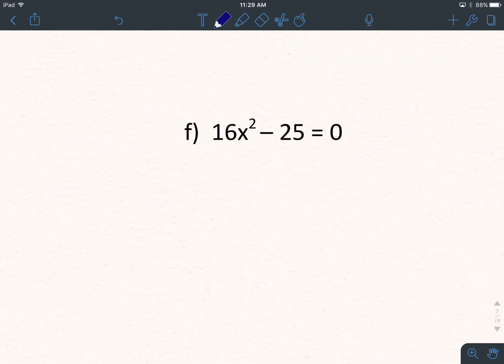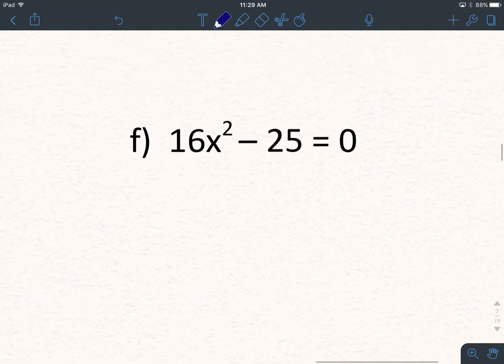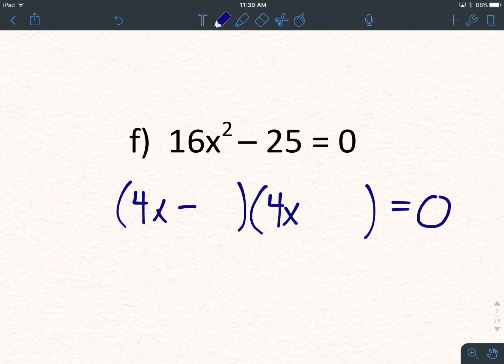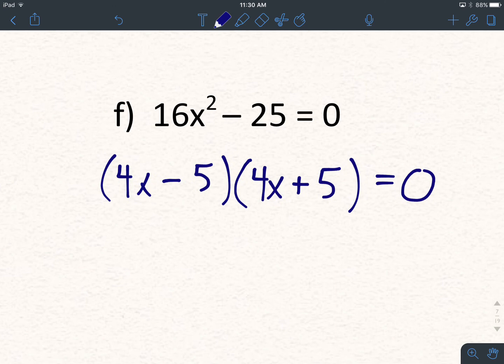This one is factoring a difference of squares. So as we recall, factoring differences of squares, we want to find the square root of the first term, the square root of the second term. One gets a plus and one gets a minus, so that will be 4x. That's my first component. One gets a minus, one gets a plus, and the square root of 25 is 5. So there are my two binomials.